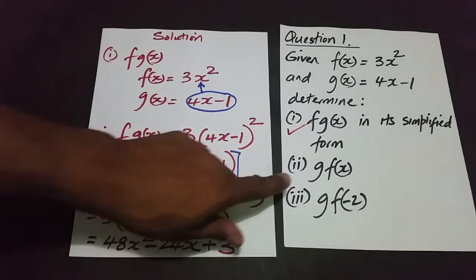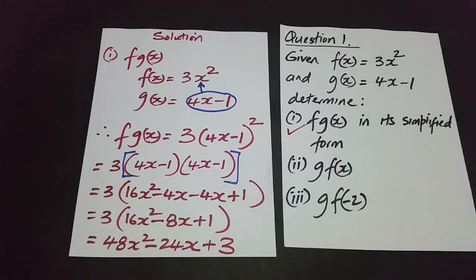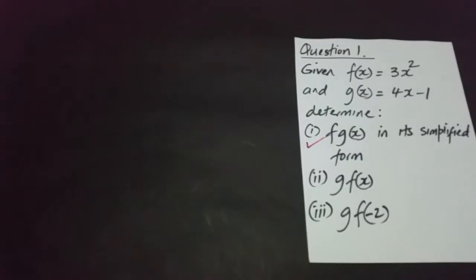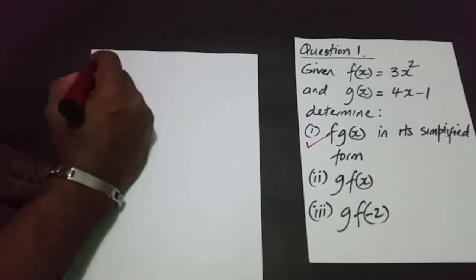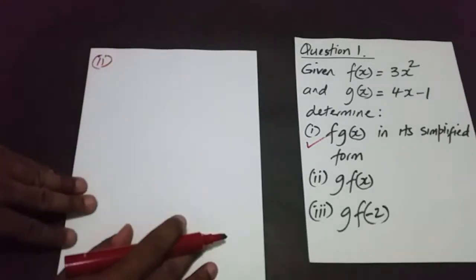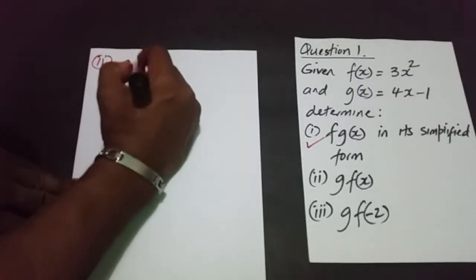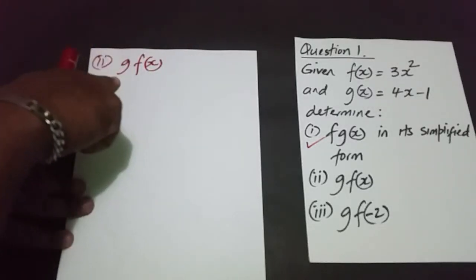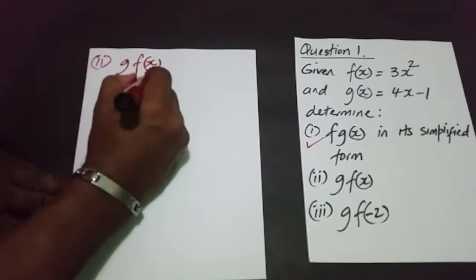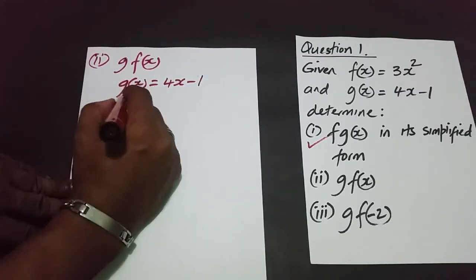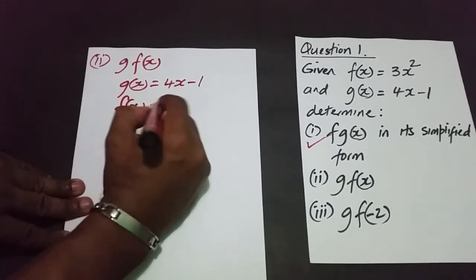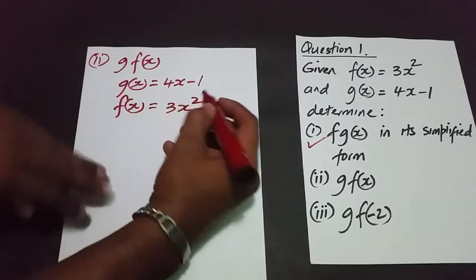So we're now going to move on to part 2, which is asking us for g of f of x, which is completely different from f of g of x. So let's get into that part. So we're asked to find or determine g of f of x. So let's take a look at that part. We're asked to determine g of f of x, and in this particular case, the mother function is g of x, and g of x is 4x minus 1. The baby kangaroo comes next, which is f of x, and that is 3x squared.